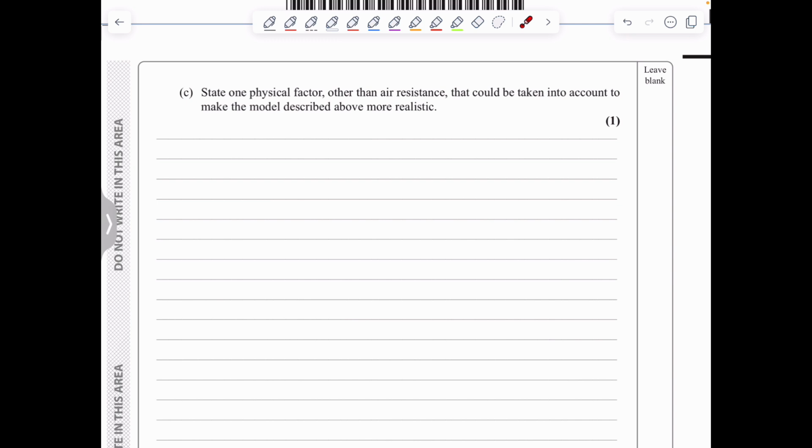And finally, we need to state one physical factor other than air resistance that could be taken into account to make the model more realistic. Well, there are several things you could mention here. Someone could say that the pulley is not smooth. We have assumed that there is no friction at the pulley, which is unlikely to be the case. A second thing to mention is that the string is not light. And finally, the string is not inextensible. It's another physical factor that could have been taken into consideration.